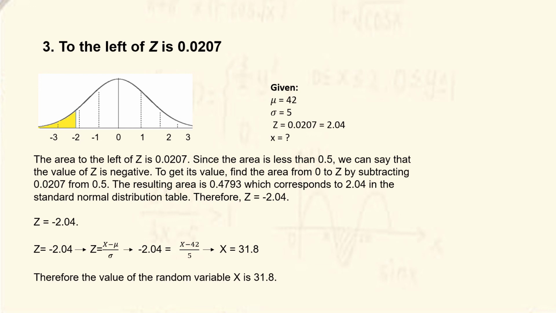If z is equal to negative 2.04, we will be using the formula of standard score and then substitute the given values. Z is equal to negative 2.04, so negative 2.04 is equal to x. X variable is written because x doesn't have a value yet. Minus 42 all over 5, or the population standard deviation, and the value of x, or the answer, is 31.8. Therefore, the value of the random variable x is 31.8.